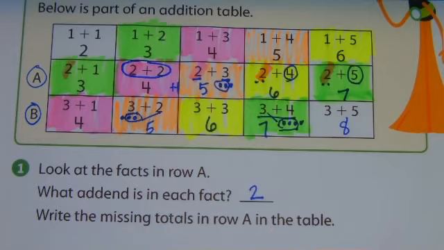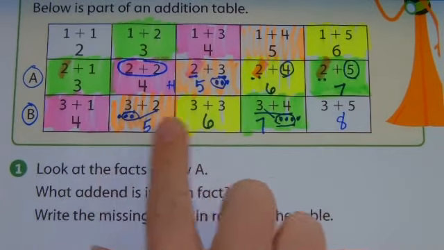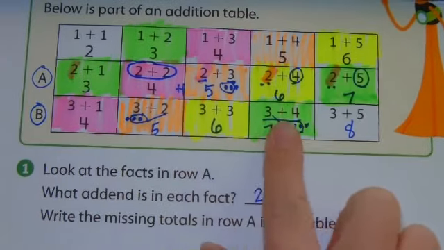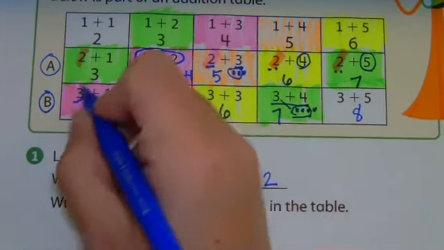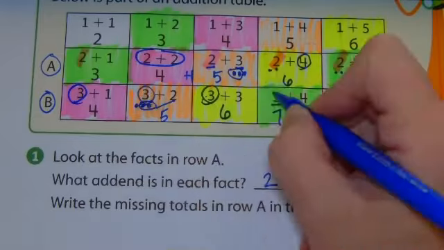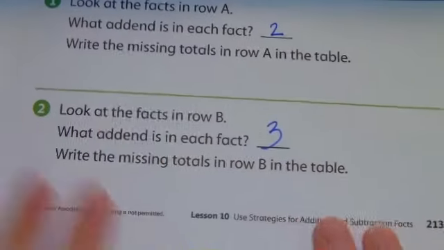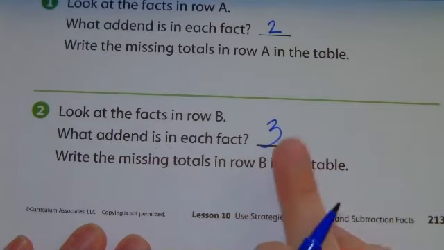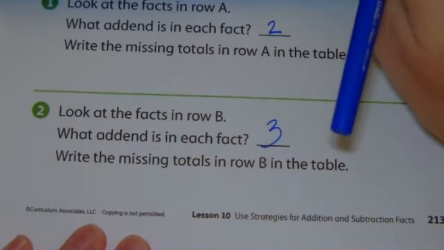Okay, so what was the addend in each fact for row B? 3 plus 1, 3 plus 2, 3 plus 3, 3 plus 4, 3 plus 5. Right, it was a 3. 3 is the addend that was in each fact.